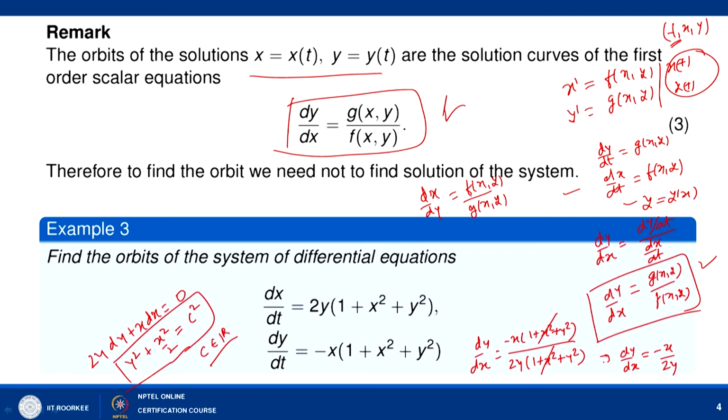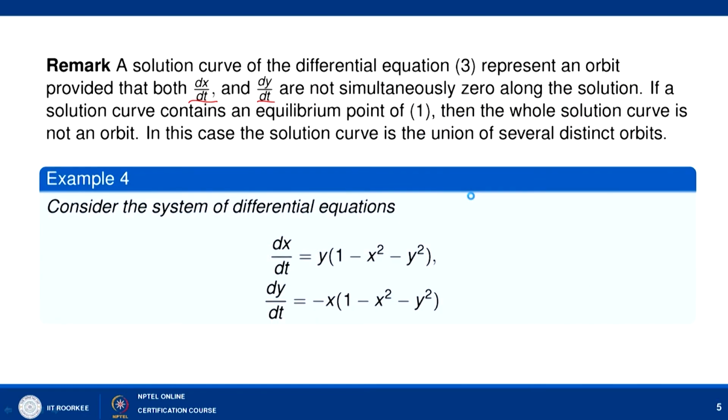So, we can use this procedure to find the orbit provided that the functions f and g are not 0 at the same time, that is, dx/dt and dy/dt are not simultaneously 0. If a solution curve contains an equilibrium point, meaning where f(x, y) = 0 and g(x, y) = 0, then the whole solution curve is not an orbit. Basically, in this case the solution curve is the union of several distinct orbits.